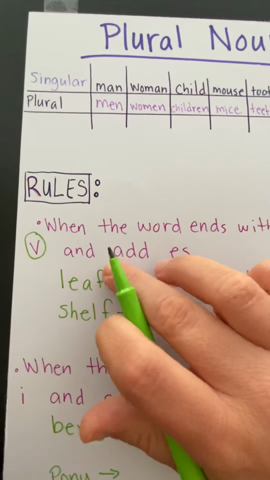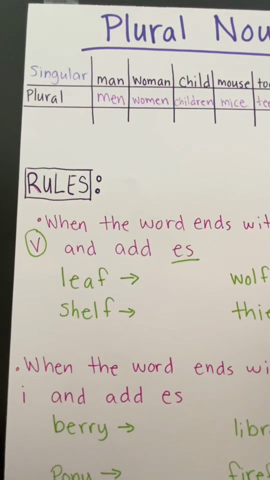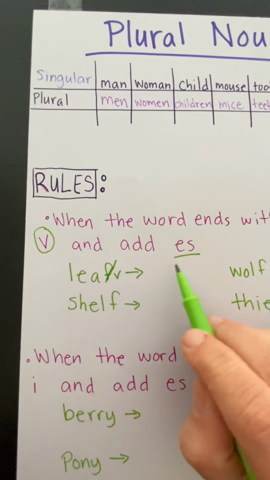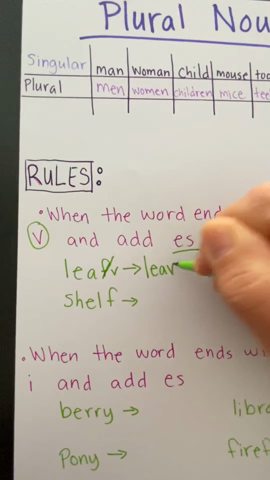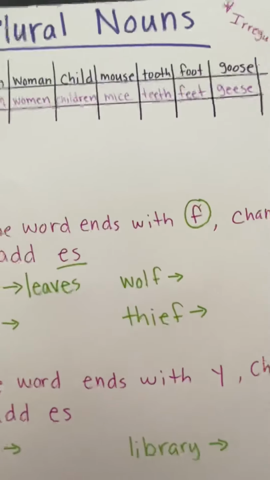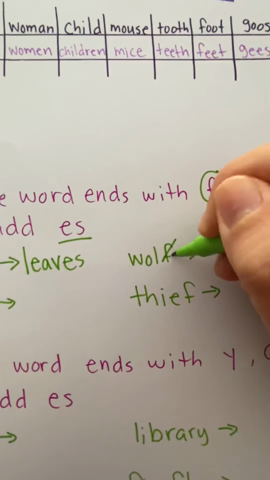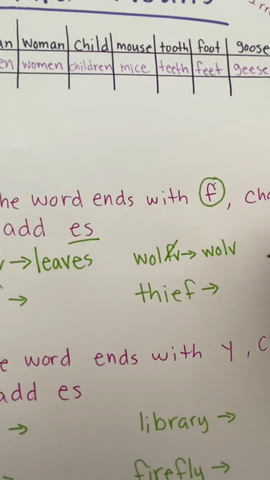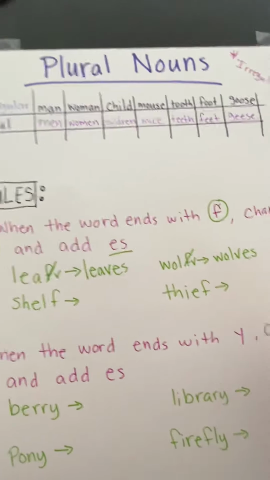So starting with the word leaf, to change it to plural, I have to first notice that it ends with an F. I'm going to change that F to a V. So I'm going to actually show you guys. I'm changing it to a V, and I'm going to add ES. So instead of the F, I'm going to put L-E-A-V-E-S. Now I have leaves, okay? And let's look at wolf. Again, I notice that it ends in an F, so I'm going to cross out that F, change it to a V, okay? W-O-L-V, and then I'm going to add that ES to make it plural. Wolves.